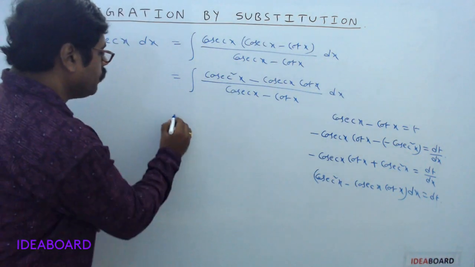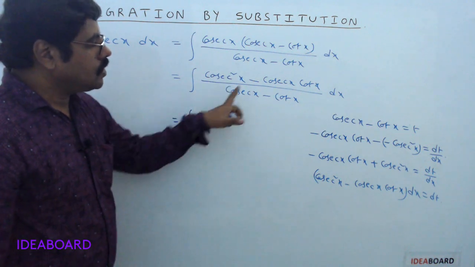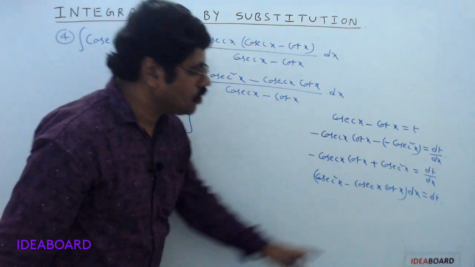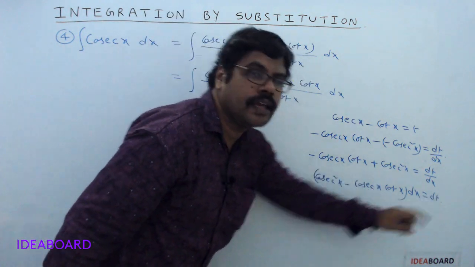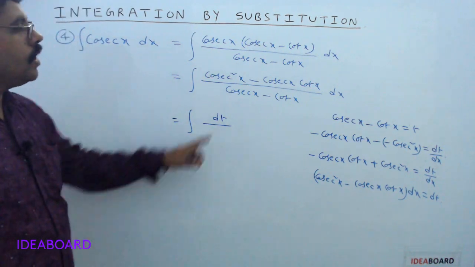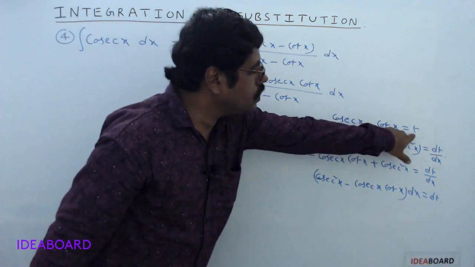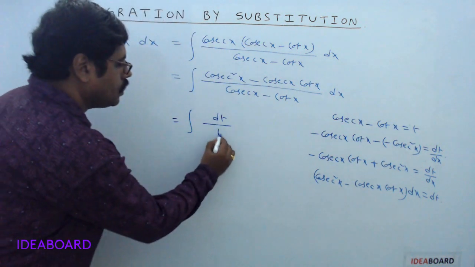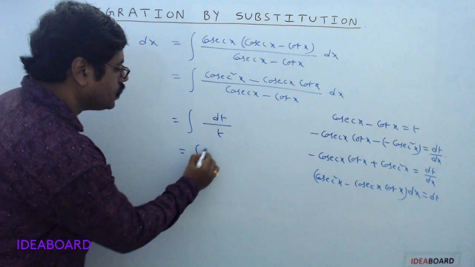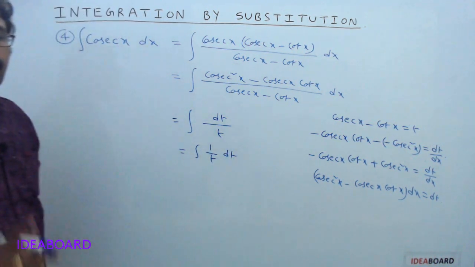Now come to our problem. This is integral (cosecant square x minus cosecant x into cot x) dx. What is this value? dt. So this is dt divided by (cosecant x minus cot x). What is this value? t. So dt divided by t. Now this equals integral 1 by t dt.